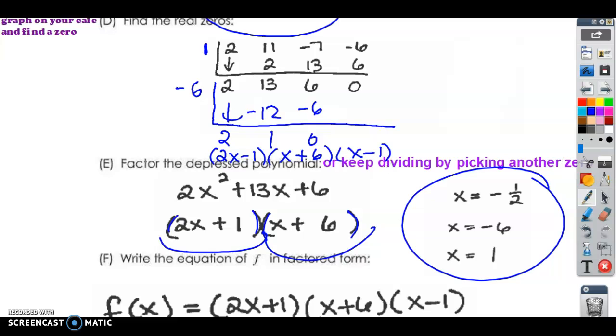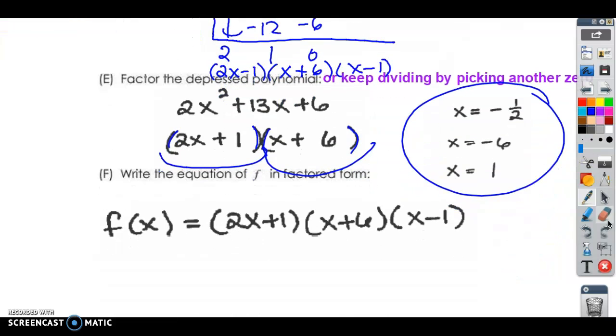And that, I think, is what's asked at the end here. Yes, write the equation in factored form. Don't forget the original 0 that you pulled out when you divided. And that's it.